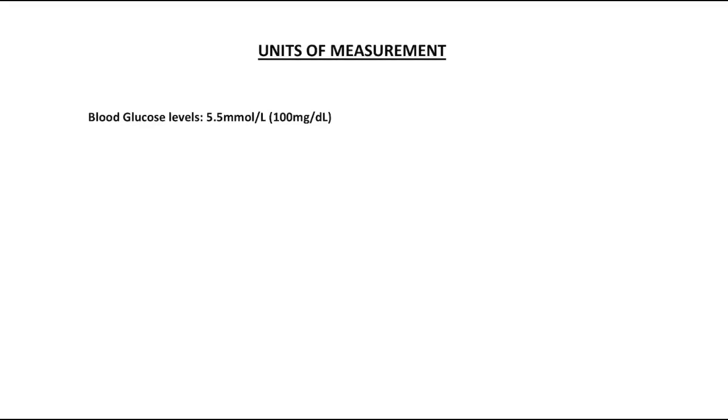As medical students, you'll come across various units of measurement. For example, blood glucose levels are usually mentioned as either millimoles per liter or milligram per deciliter. Let's start with milligrams per deciliter. This is the simplest unit, which says how much is the weight of the substance.